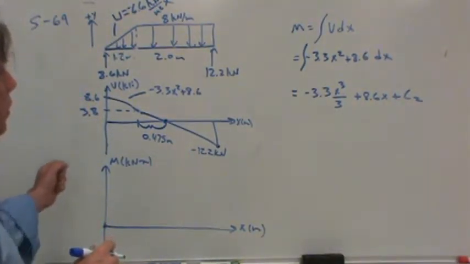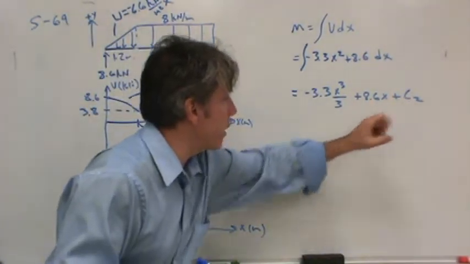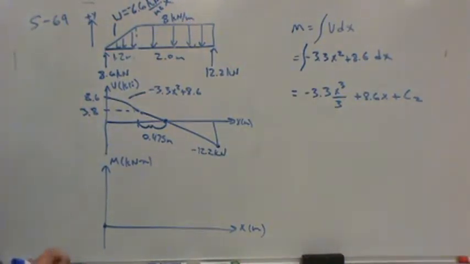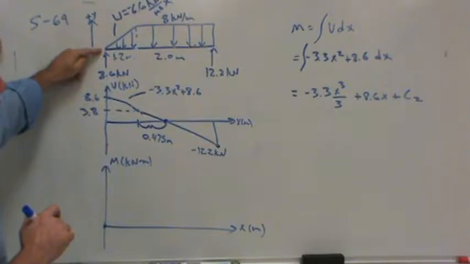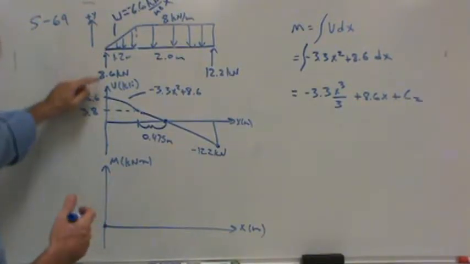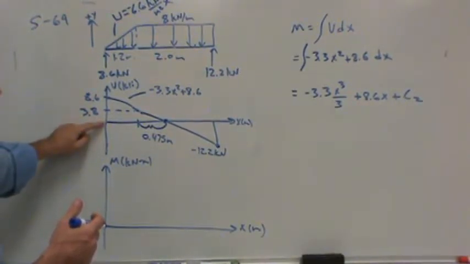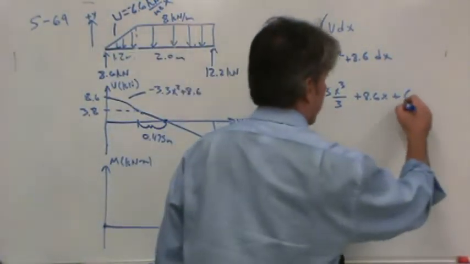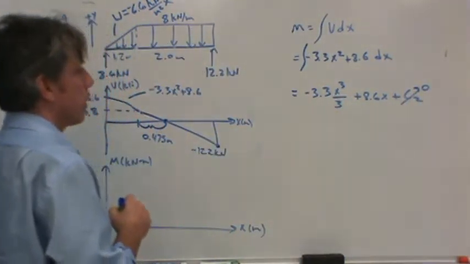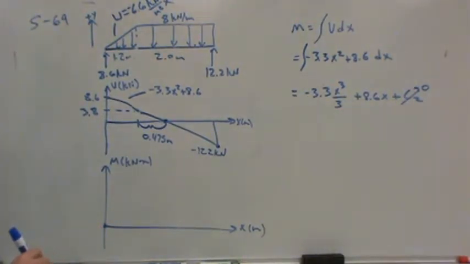We've got to figure out the value of that constant. And so we know that the moment at the end is 0, right? So if we plug in x equals 0, we should end up with a moment of 0. So that means C2 is 0. Okay. Now let's check and make sure that, well, we don't have anything to check against, do we? But as we go along, there will be a check built in.